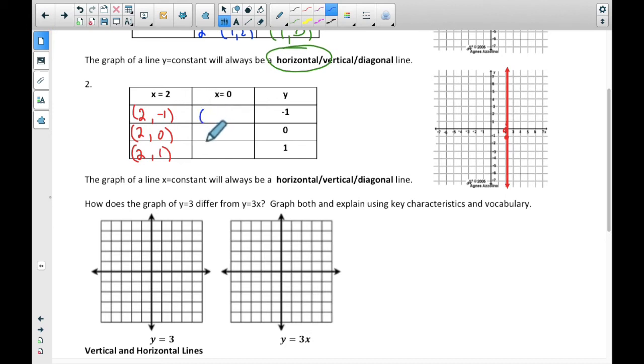Again, they're saying that the x should always be 0, and then the y is negative 1, 0, and 1. So if I go to x is 0 and y is negative 1, 0, 0, and 0, positive 1, here are my points. Once again, I have a vertical line. And so the question down here says the graph of a line that's x equals a constant, constant means a number, will always be a vertical line.